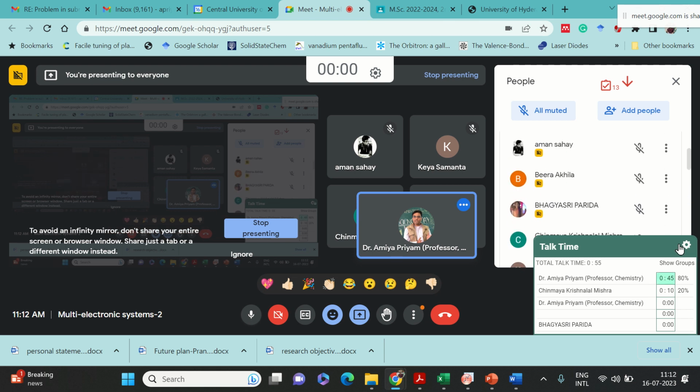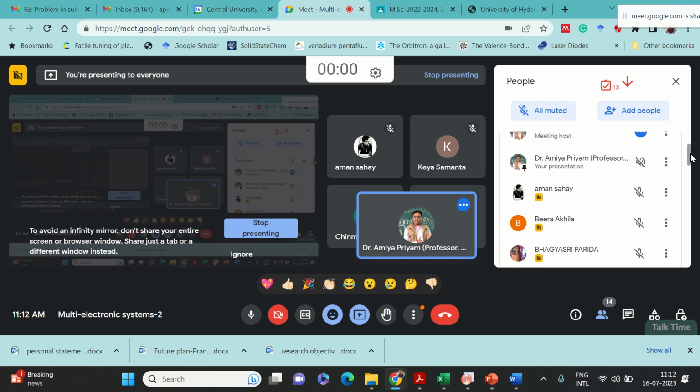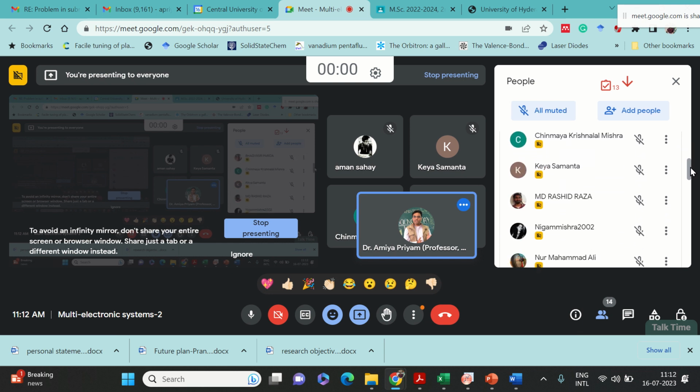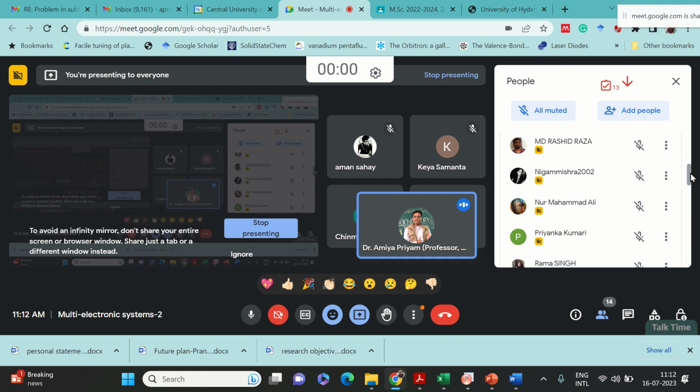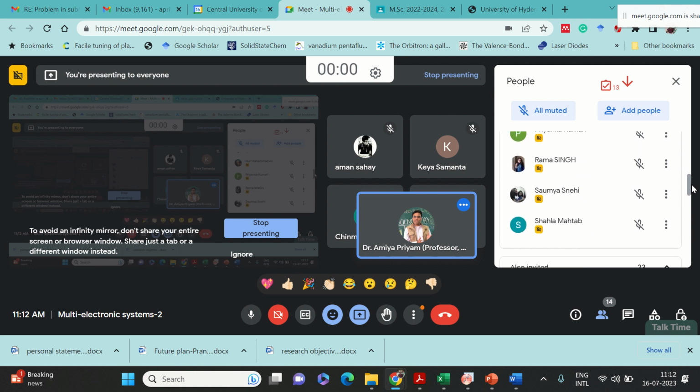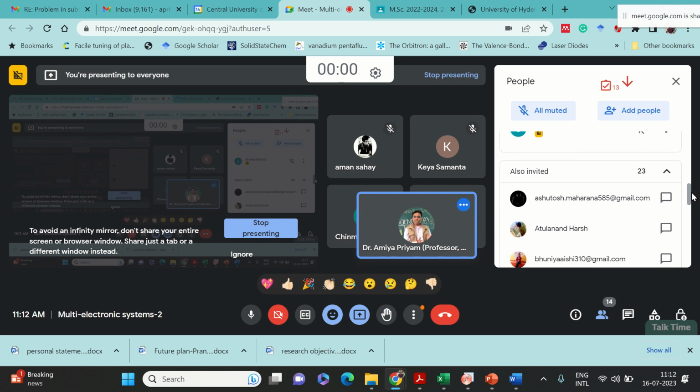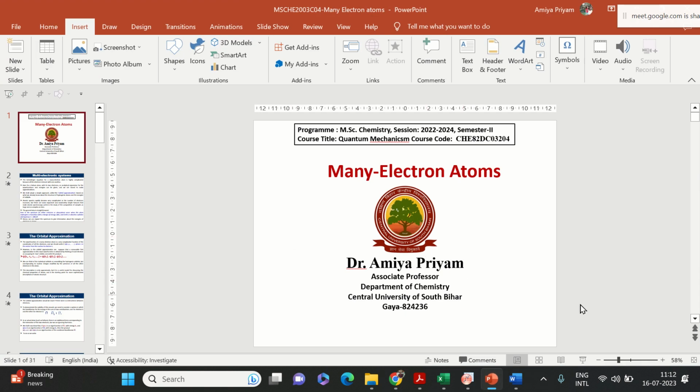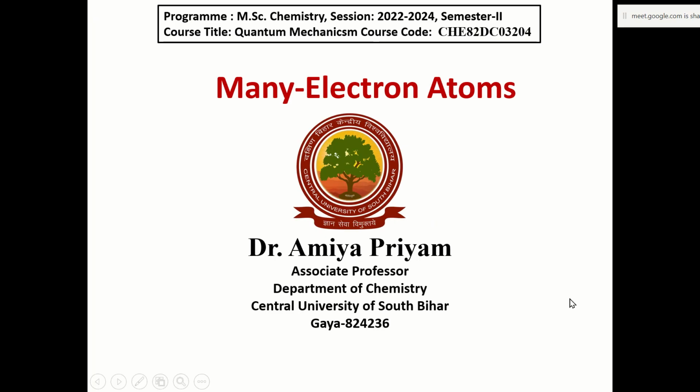So these are the people who are present. Very few. Aman, Veera, Bhagyashree, Chinmay, Krishna, Keo, Rashid, Nigam, Noor, Priyanka, Raman, Soumya, and the rest 23 have difficulty in joining or what, I don't know. Okay, anyway, I'll start. I don't know what these people are doing at 11 in the morning. What's the problem? At 7 in the morning, I can understand. Okay, so without wasting much time on that, why some people join while some others do not, let's carry on with this.